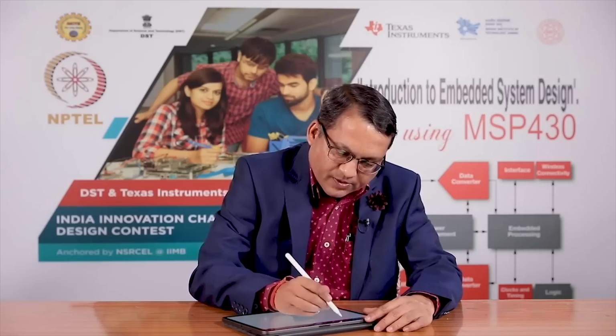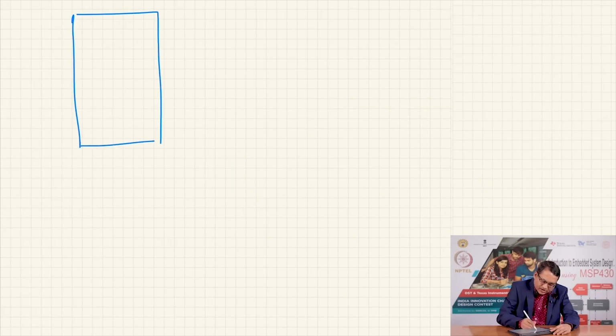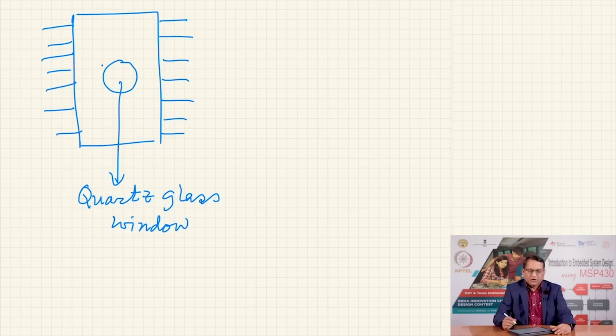So if this is your IC and these are the pins, I am just drawing it for the sake of reference. You would actually have a window. This is a quartz glass window. Why quartz? Why not normal glass? Because normal glass absorbs UV light, and so these windows were made out of quartz glass, which is an expensive type of glass, which is why these ICs were also very expensive, but there was no other option.